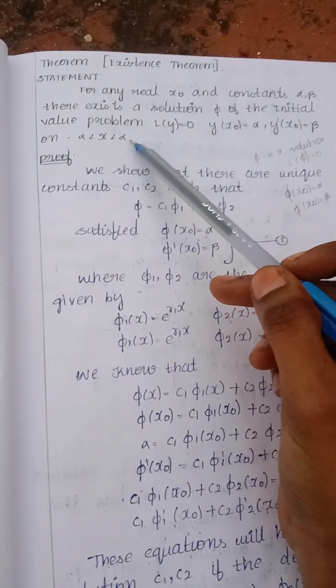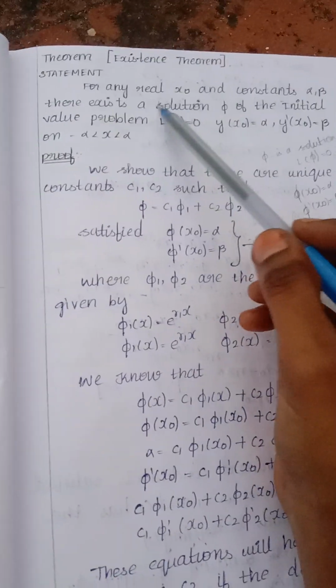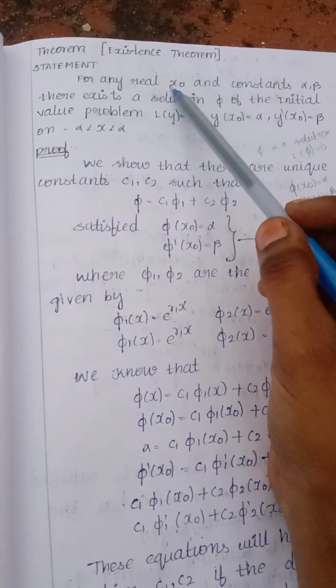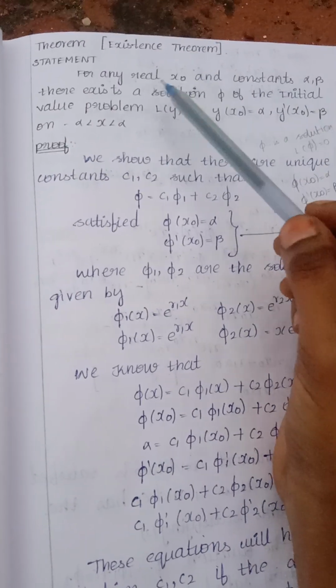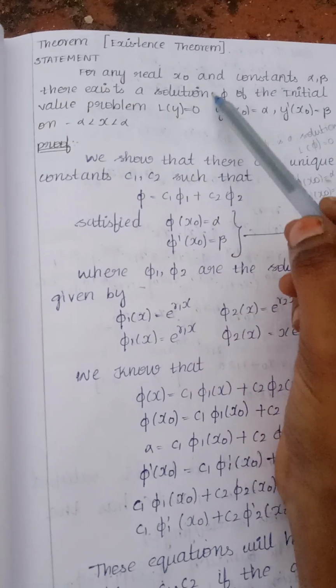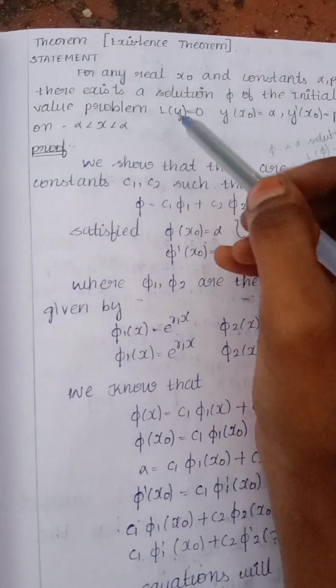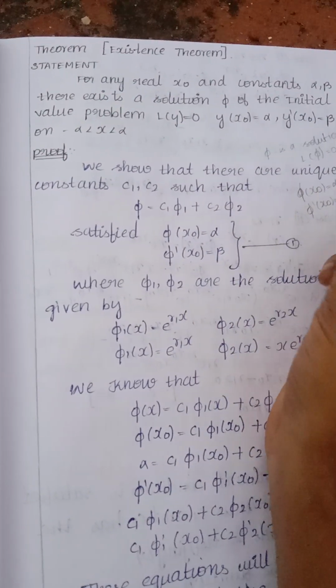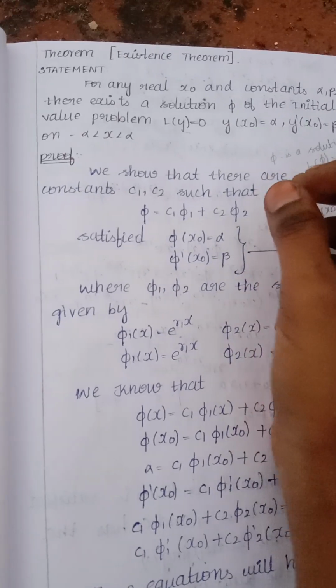It is either alpha or infinity. For any real x naught, whatever the number, x naught is real, and alpha and beta are constants. So there exists a solution phi of the initial value problem. So consider the equation L of y equal to 0. For an initial value problem, it should satisfy the conditions and also the differential equation.